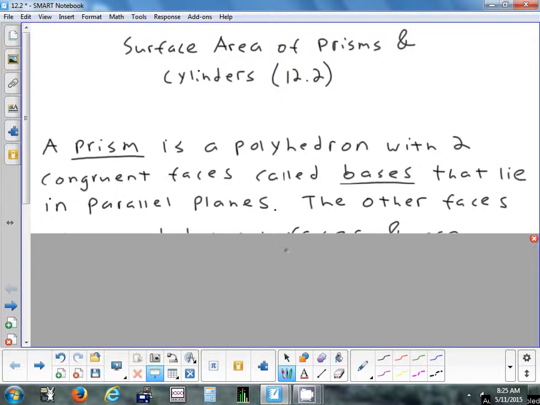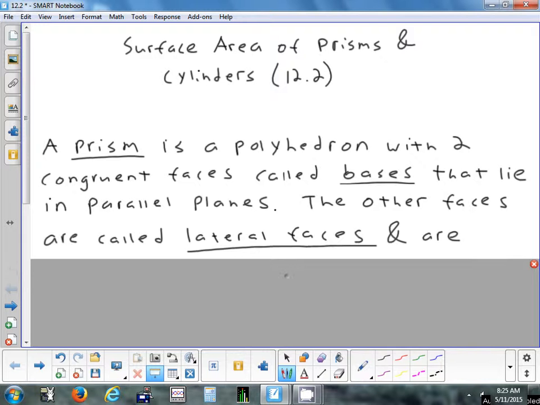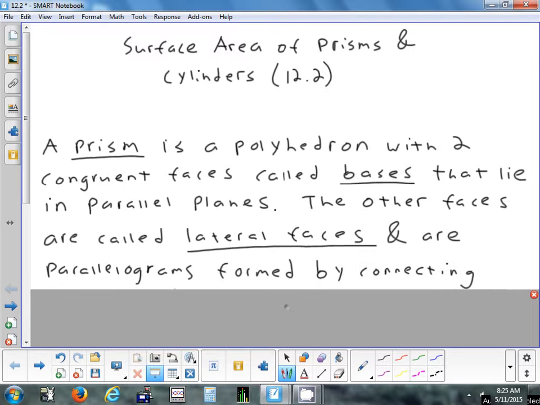The bases could be triangles, so it could look kind of like a tent. Imagine that, two sides of a tent, triangular. Okay, so the two faces that are congruent, those are called your bases. All the other faces are called lateral faces. Okay, they're the other sides. Okay, so once you mark off what your bases are, everything else is a lateral face.